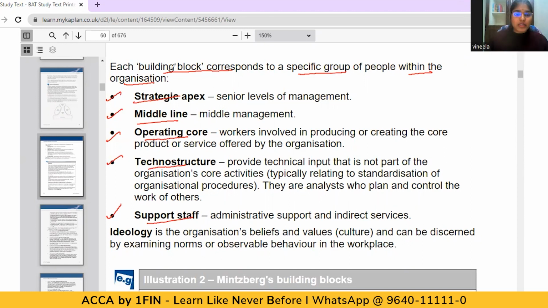So coming to the point, what is this strategic apex? See, this strategic apex is at the top level of the organization where strategic decisions are taken.